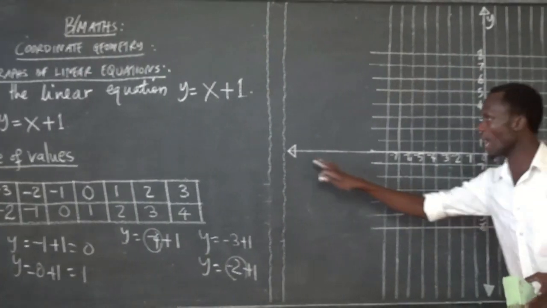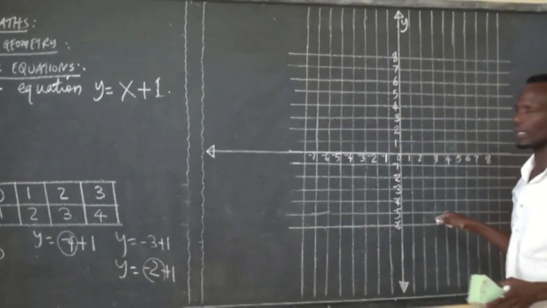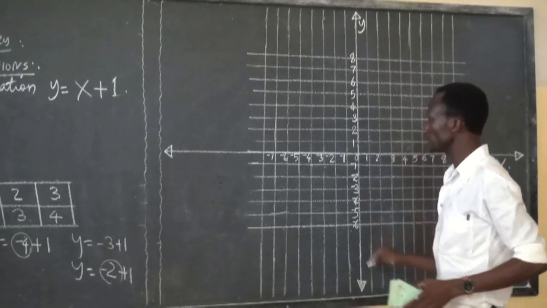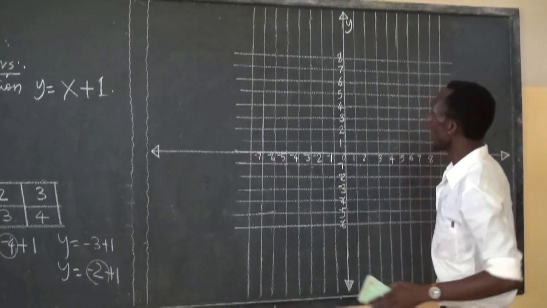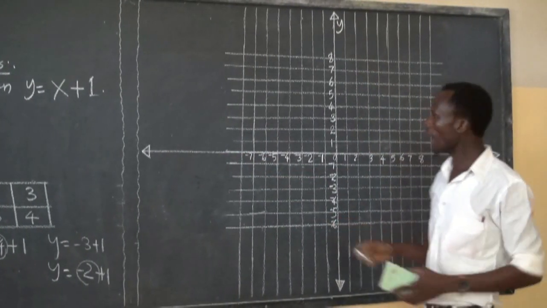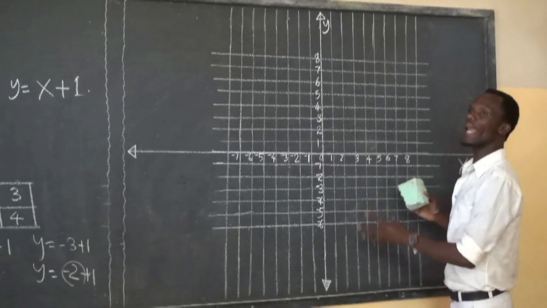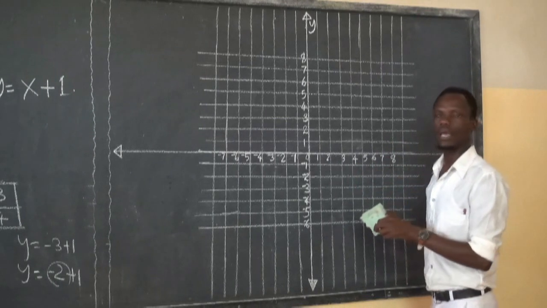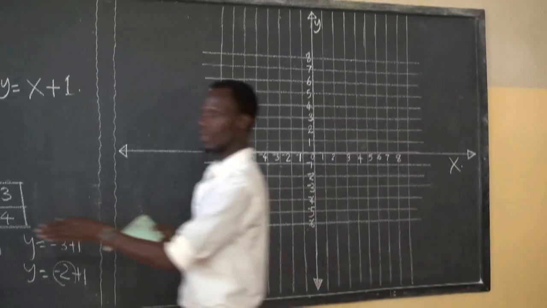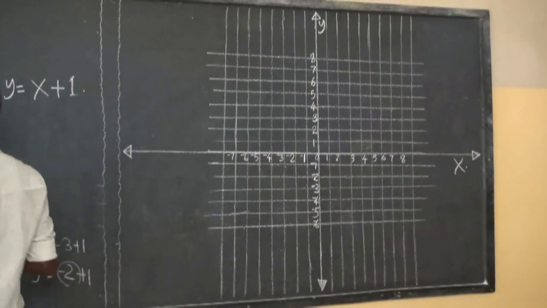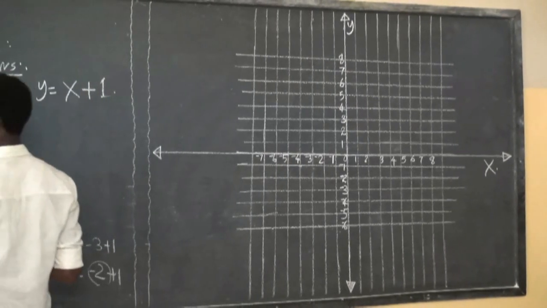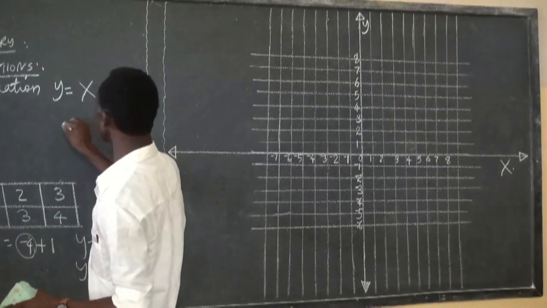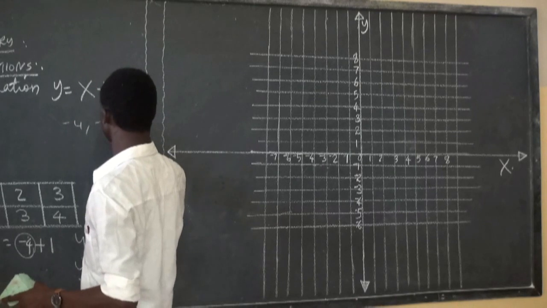This is a sample of the graph. Now, you draw a graph. This is a graph that you've been given. Then you draw the x and y axis, the way that I've drawn here. Then you start locating your points. My points are here. The first point we have is negative 4, negative 3.